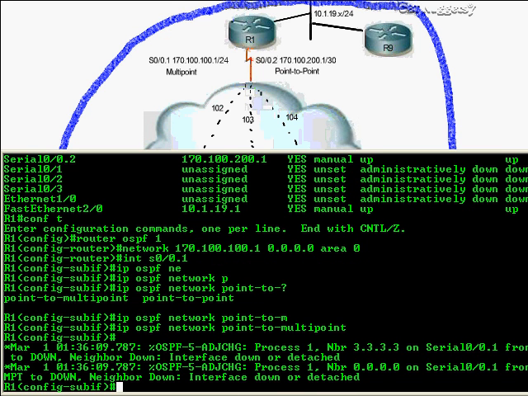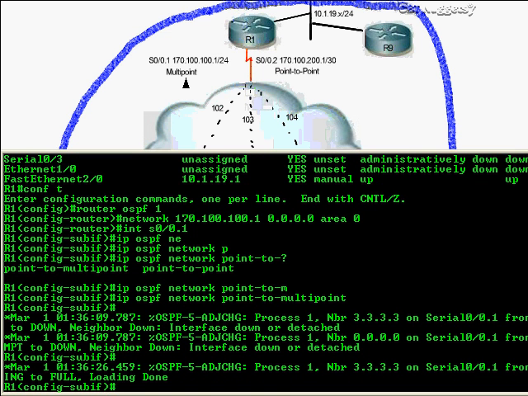Now, do we need to set the priority on router 1 to make sure that it becomes the DR? The answer is no, because remember, when we were talking about the characteristics on the initial slide into this nugget, we were talking about point-to-multipoint not electing a DR or BDR.